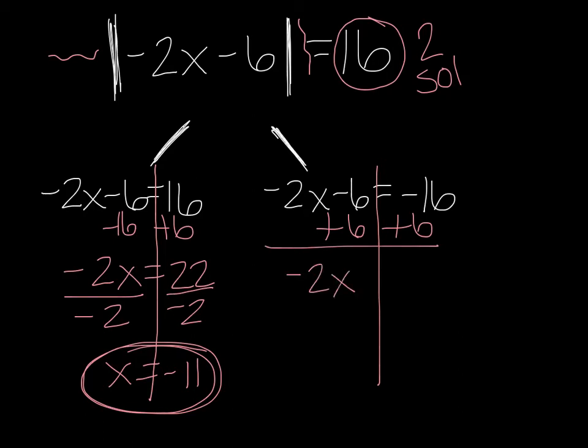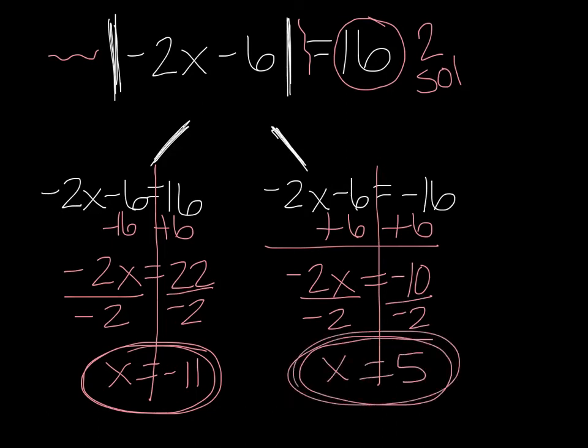Negative 2x is going to equal negative 10. Divide by negative 2. X is going to equal positive 5. So negative 11 and 5 would be my 2 solutions.